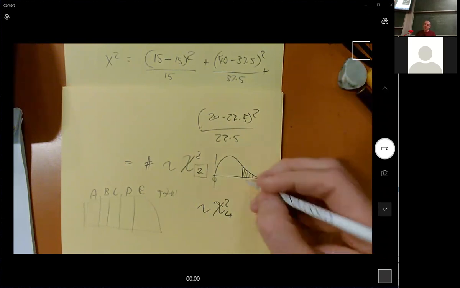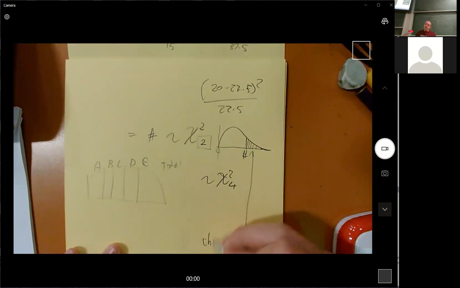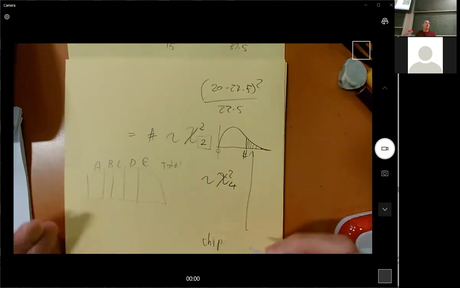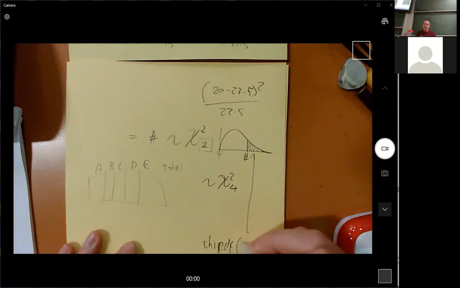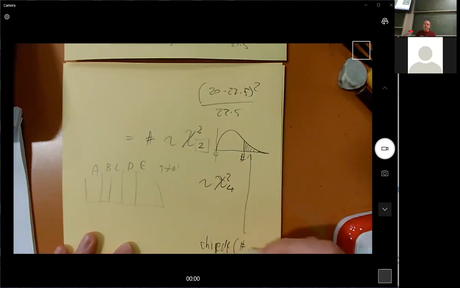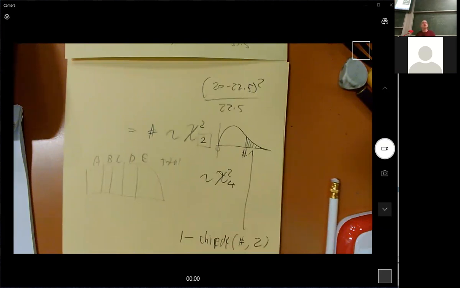So if I got this number here, I would go chi PDF. I don't know what it is. It's probably chi CDF, and then you'd put in your number, and you'd put in the degrees of freedom, and then you'd have to go 1 minus that because this always gives you the left-hand side, and you want the right-hand side. Something like that.